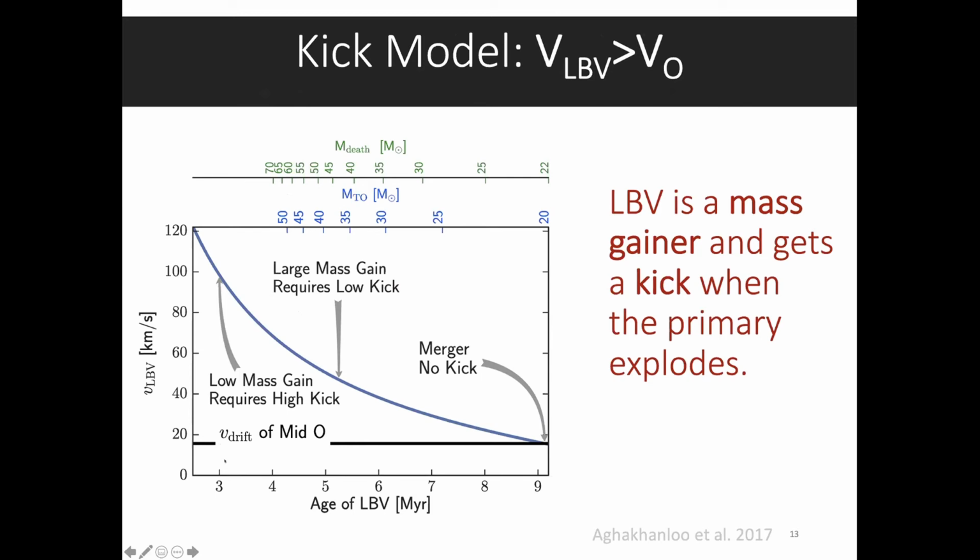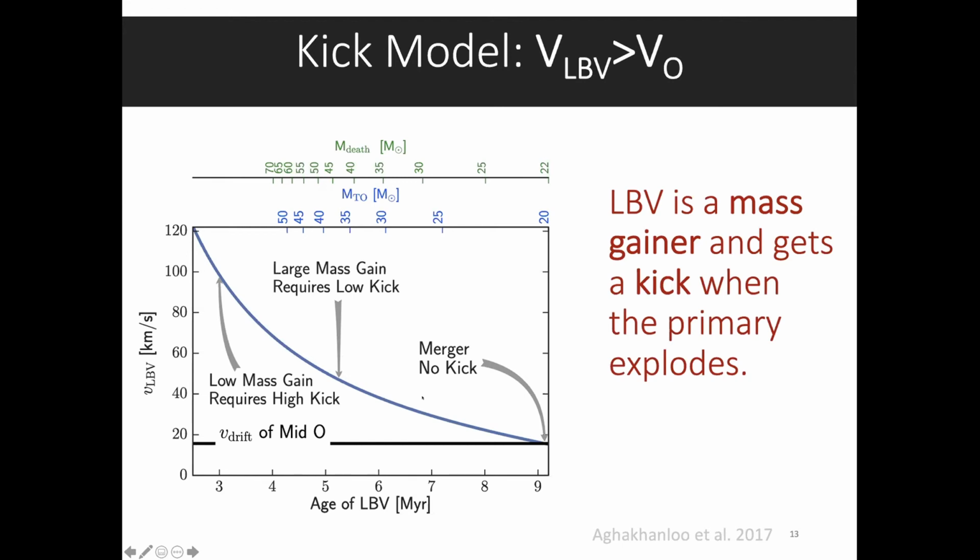On the left side is where they are massive and young stars, let's say around 3 million years. In this case, they need velocities around 100, 110 km/s in addition to the drift velocity of mid-type O stars to reach the observed separations. And in between is a combination of both.